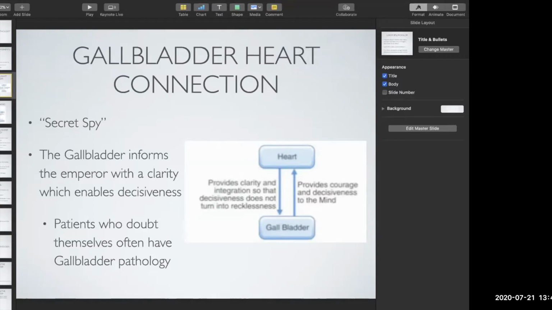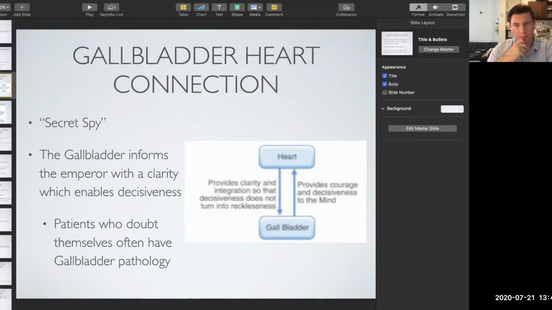You guys know the type of psychology I'm talking about here? Sound familiar? Okay. So when someone is kind of a reasons not rules type of person, strong gallbladder function.